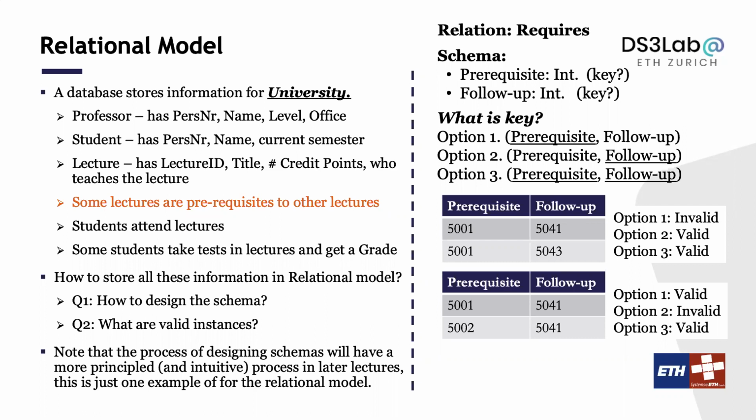And also they are valid under option 3, right? Because if you take the combination, I cannot find two tuples that share the same value in both of these two columns.